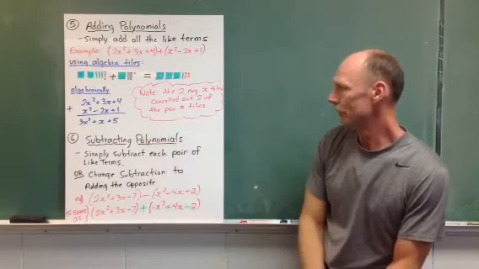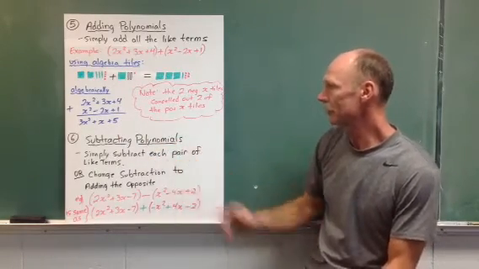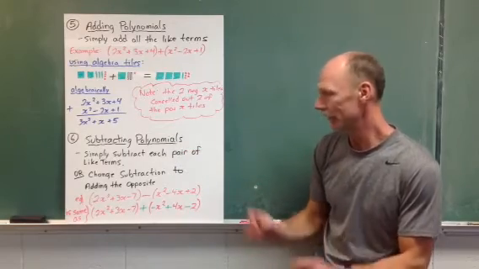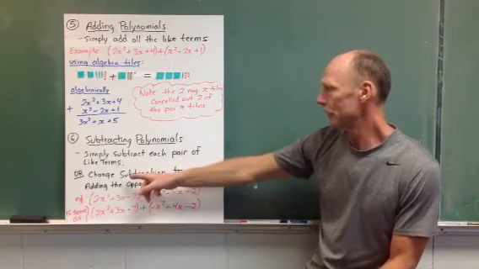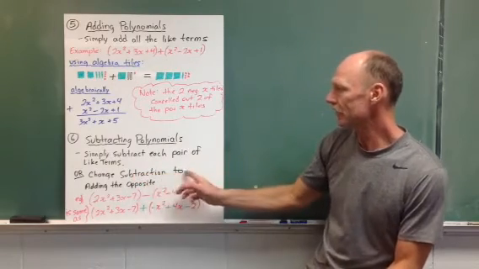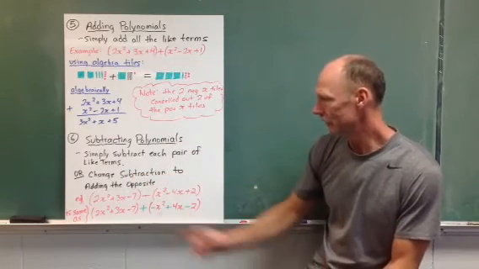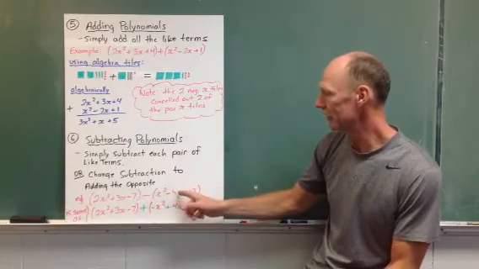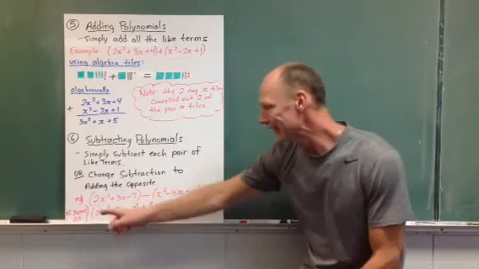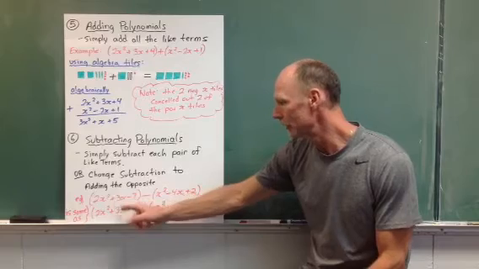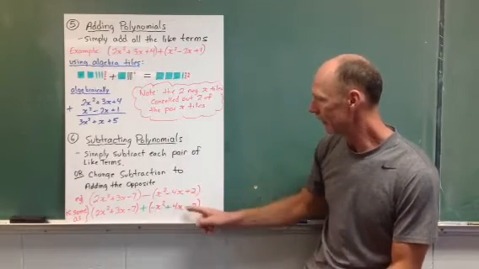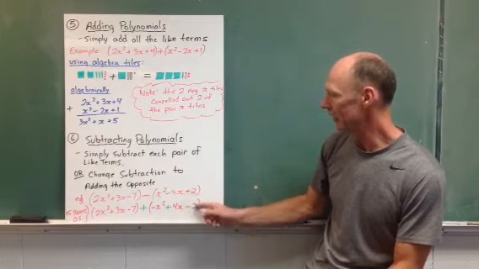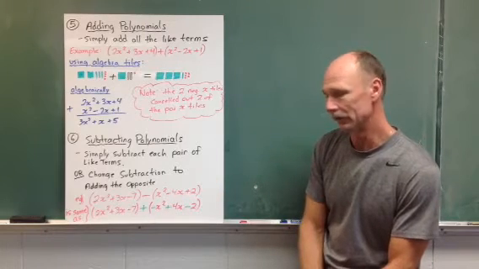Okay, subtracting polynomials. Simply subtract each pair of like terms. Don't forget that each pair of like terms have to be subtracted. Or, some people prefer to change the subtraction to adding the opposite. So for example, this trinomial minus this one is exactly the same as this same trinomial plus, instead of minus, the opposite of this one. So notice each sign has to change in that following polynomial.